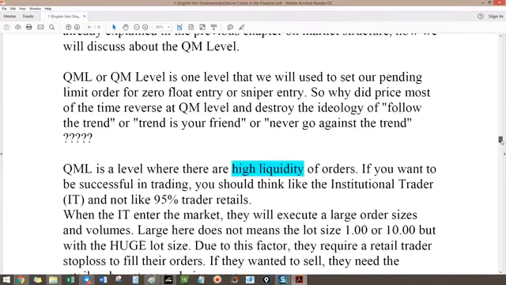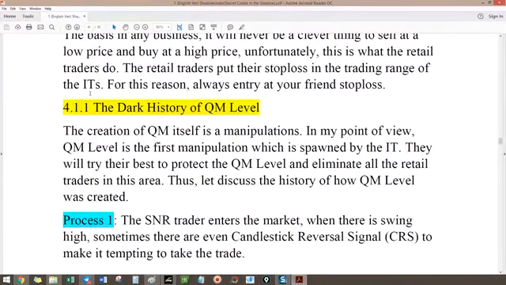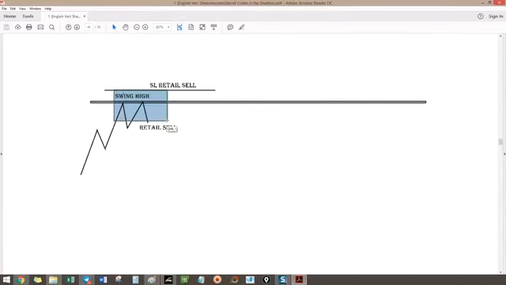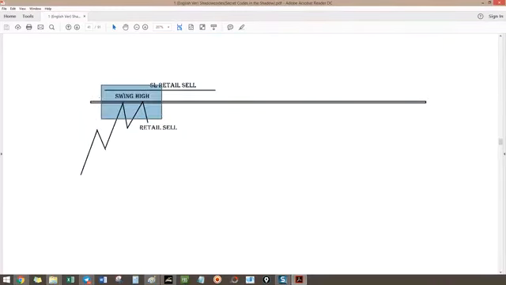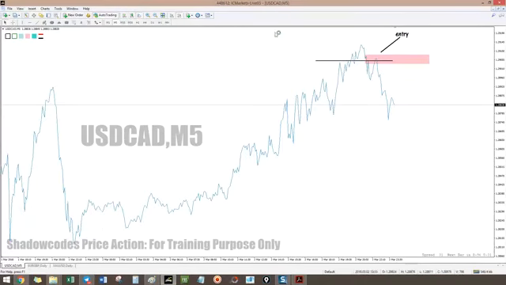Chapter 4, over here. If you have the time, you can read about the history of QM level. Okay, this is the high that we want. This is the first skill. We want this one. If you see over here, look where I take my high over here.